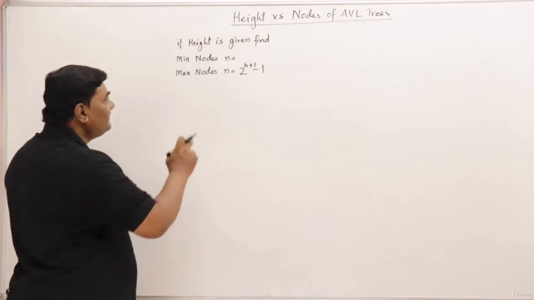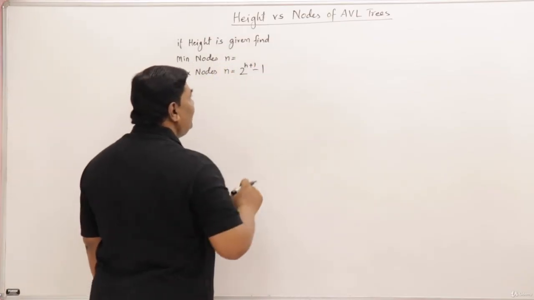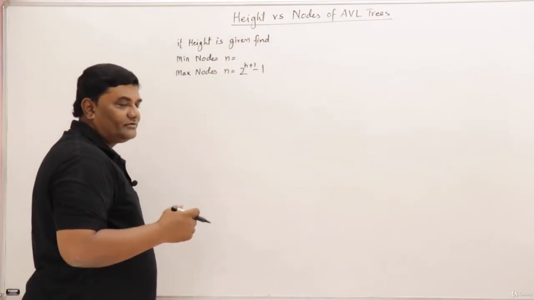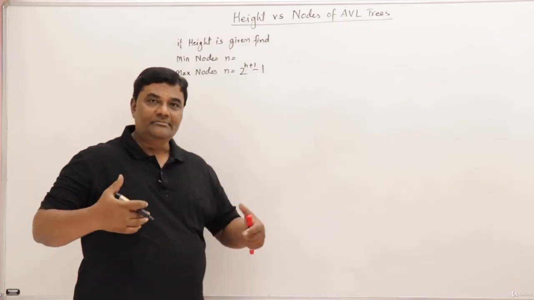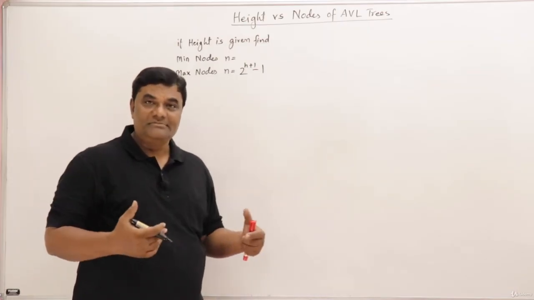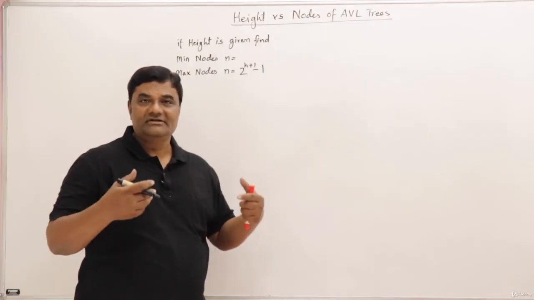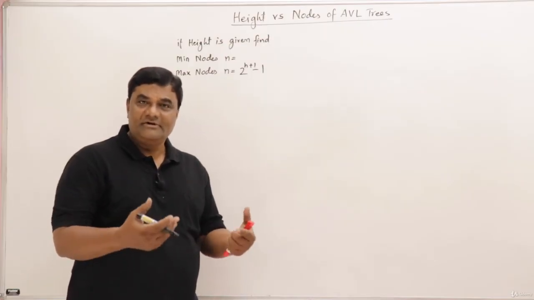Now the question is the minimum how many nodes if the height is given. So how to get the formula? See, by taking sample values or examples from observation, you can prepare the formula. So formulas come from observation.